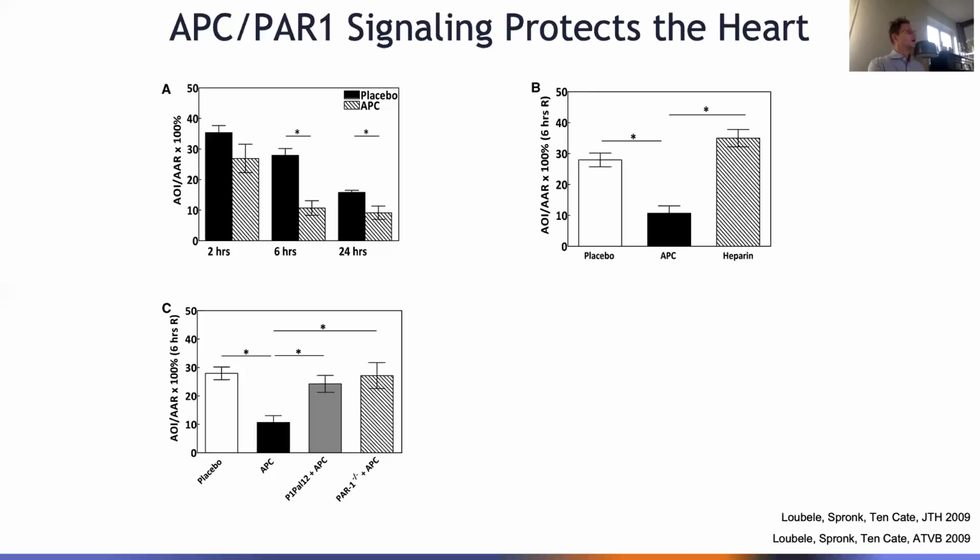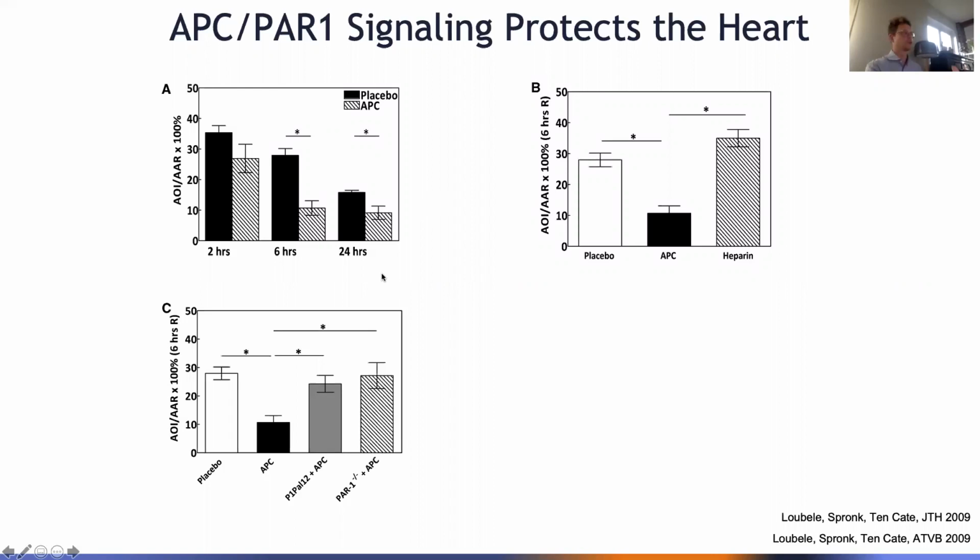Okay, so this is data from 10 years back in our lab, before my time actually, and they looked at how the APC PAR1 signaling works. Activated protein C is a physiological anticoagulant that inhibits your coagulation cascade, but is also able to activate PAR1. So they looked at the relation of activated protein C, PAR1 signaling in myocardial ischemia reperfusion. And what they showed is that when you inject APC, which is considered protective through PAR1, you see that the area of infarction goes down after APC treatment compared to control.